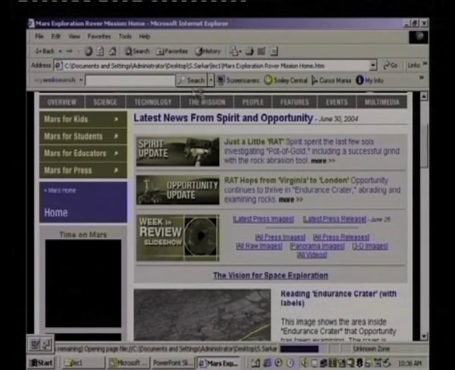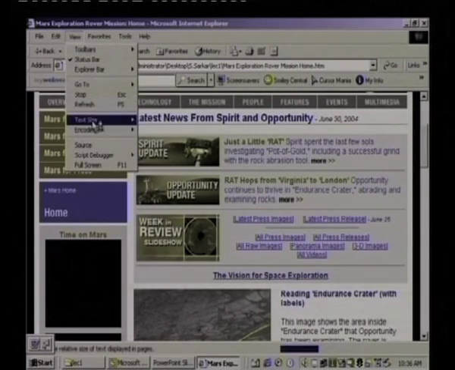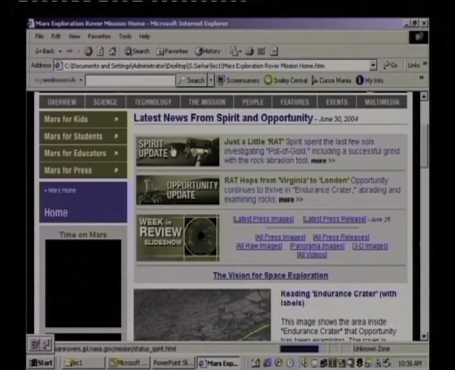For example, let me read for you an excerpt from the Spirit update. Just a little RAT. Spirit spent the last few sols investigating Pot of Gold, including a successful grind with the rock abrasion tool. That is what RAT is. A RAT is a rock abrasion tool.